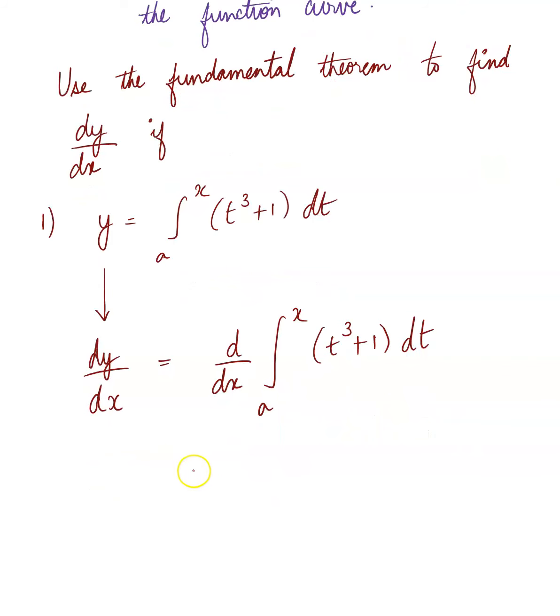We know that this thing is your f of t. F of t is t cubed plus 1. So this returns, by the fundamental theorem of calculus, part 1, f of x. So from that we know that this is directly equal to f of x.